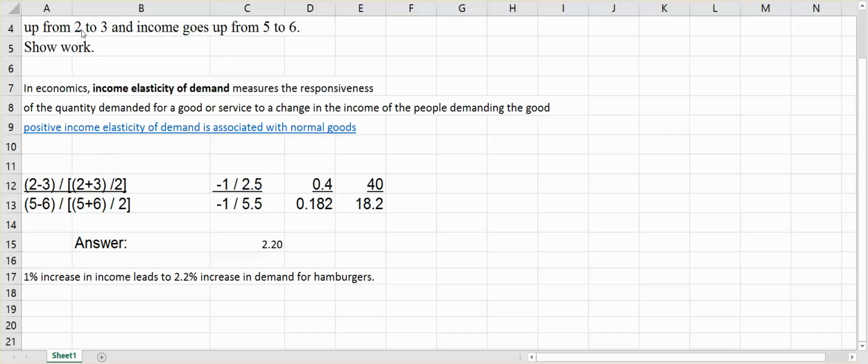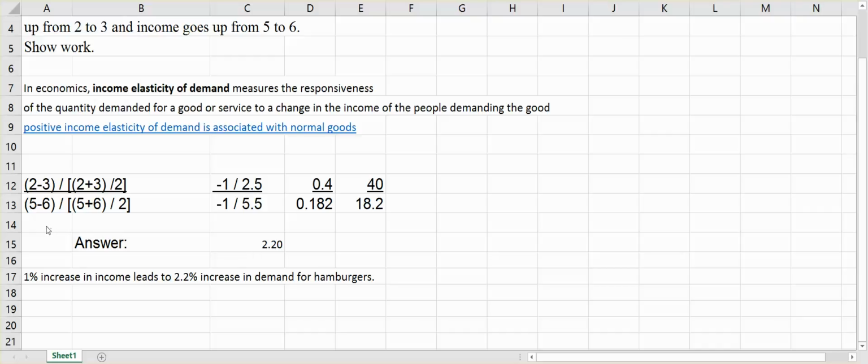Okay, the hamburgers started at 2, went up to 3. So we want to take the change, so 2 minus 3. Now that gives us a -1, but the hamburgers went up from 2 to 3. And then we want to take a beginning and ending average. So I added 2 plus 3 to get 5, and to average it, divide it by 2. So that gives me 2.5.